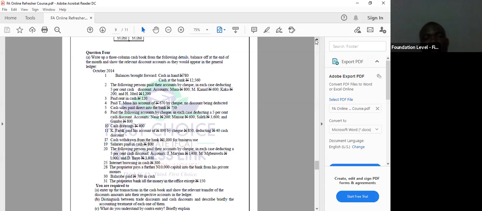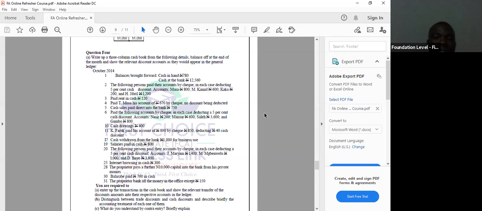Question 4 happened to be the last question on the material. From there, we'll move to other areas. Question 4 says, write up a three-column cash book for the following details. Balance off at the end of the month and show the relevant discount accounts as they will appear in the general ledger. So we are required to prepare what we call a three-column cash book here.